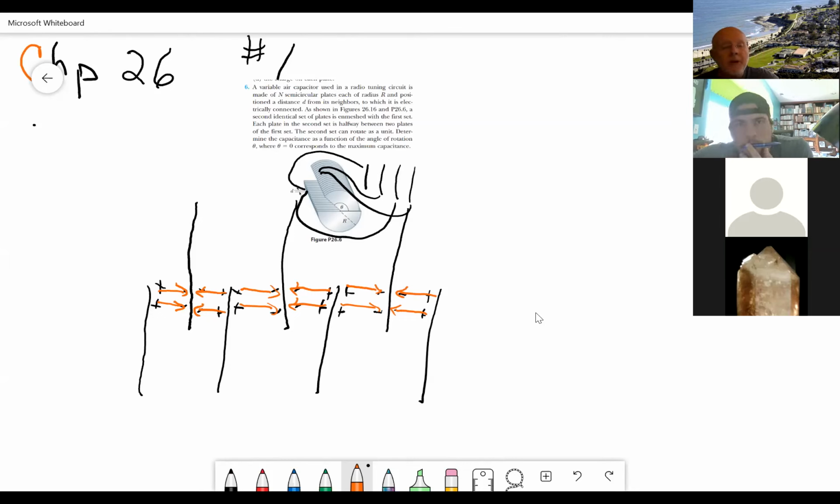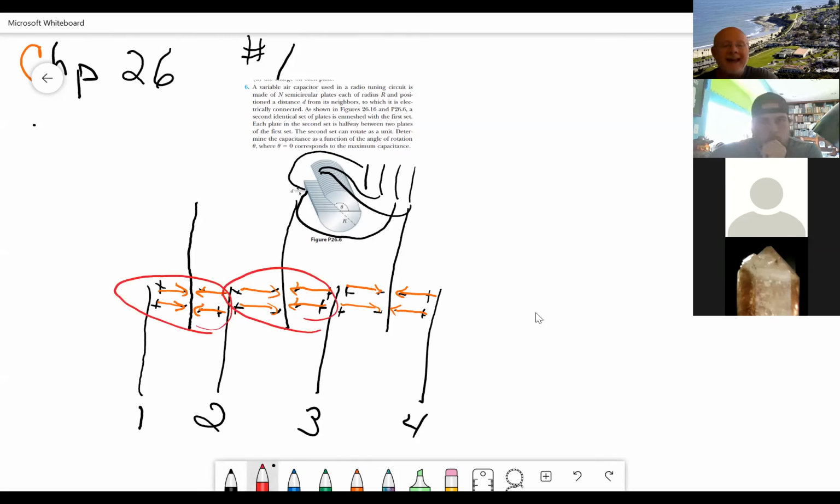So if you look in my picture, if I label my plates, I would call this plate 1, plate 2, plate 3, and plate 4. And how many capacitors do I have? And I'm trying to say you have 7. You have double minus 1. There would be 2 here. Maybe I'll circle in red. So I got 2 here. I got 2 here. I got 2, 4, 6.